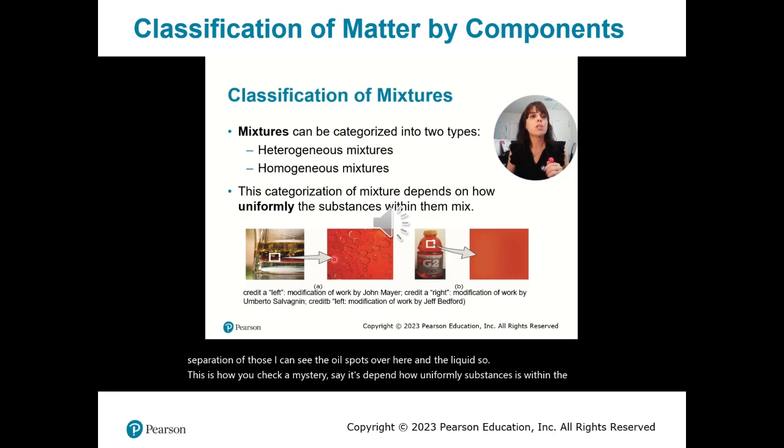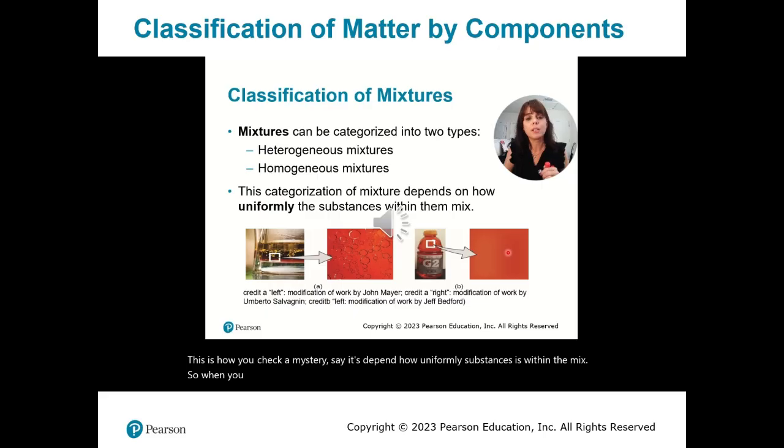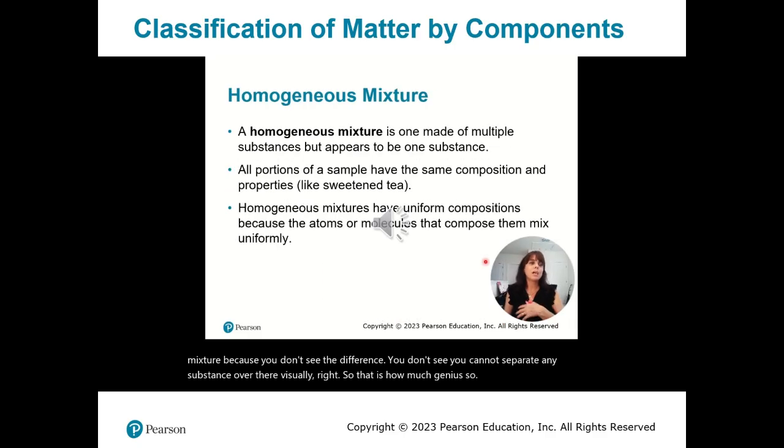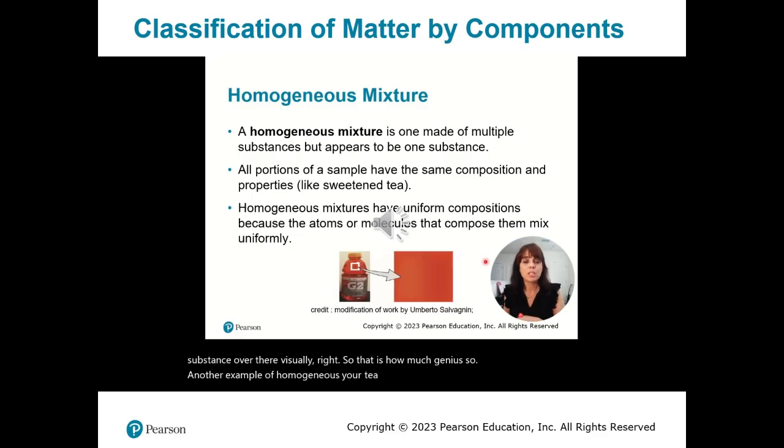When you look at the Gatorade over here, this beverage is a very homogeneous mixture because you don't see the difference. You cannot separate any substance visually, right? So that is homogeneous. Another example of homogeneous is your tea. If you have a cup of tea, it's a mixture of herbs and water, and sometimes a little bit of sugar, and you don't see the difference. It's a homogeneous liquid, so that is a homogeneous mixture.